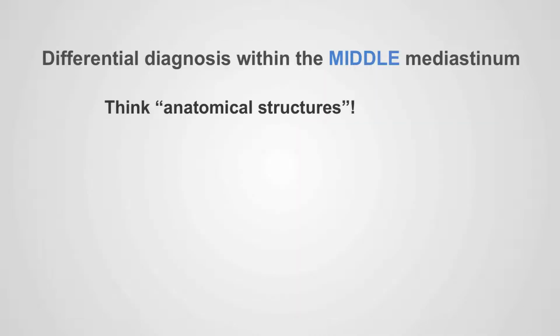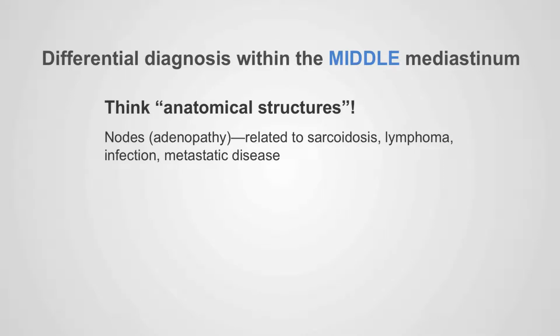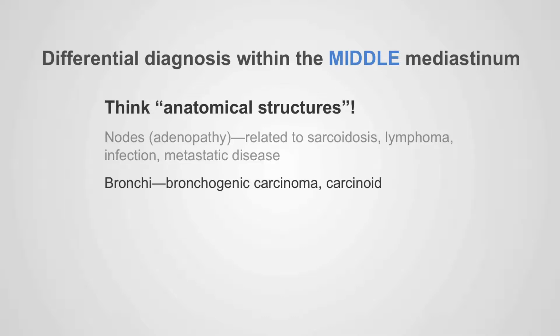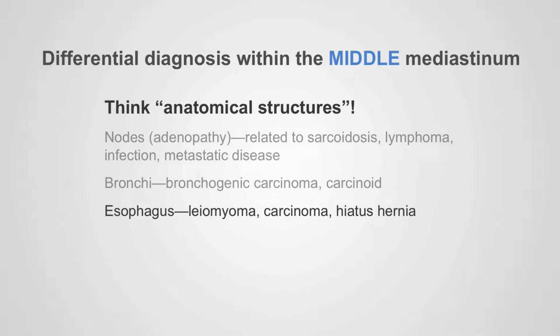When we identify an abnormality within the middle mediastinum, we think of the anatomical structures. Think of the nodes and possible adenopathy related to sarcoidosis, lymphoma, infection, or metastatic disease. Think of the bronchi, bronchogenic carcinoma or carcinoid. Think of the esophagus, leiomyoma, carcinoma, or hiatus hernia. And think of the aorta, aortic aneurysm or aortic ectasia.